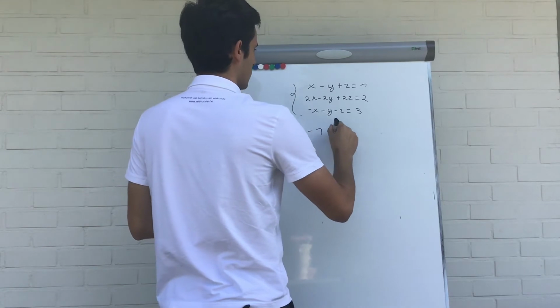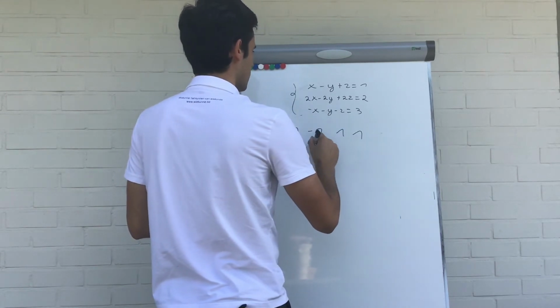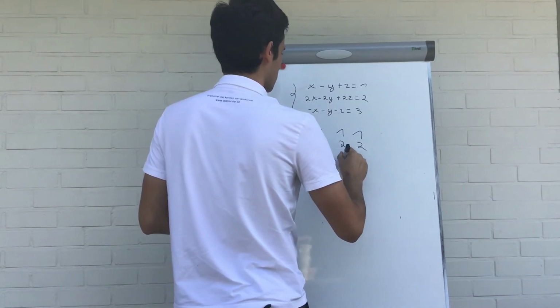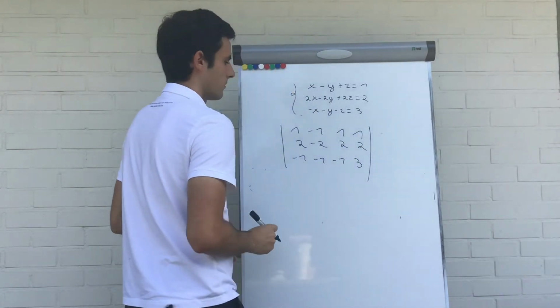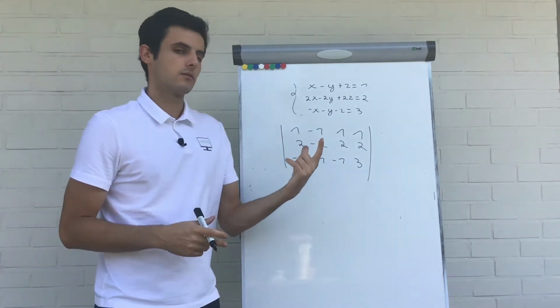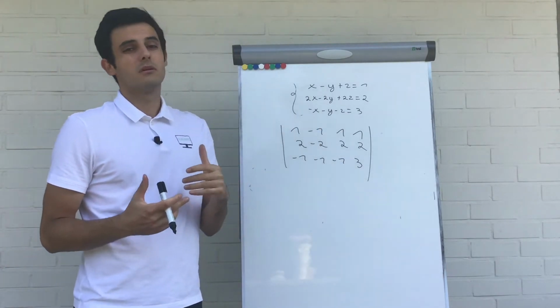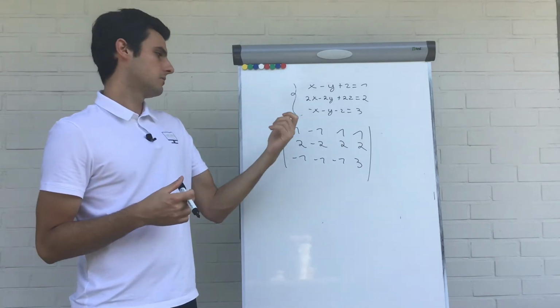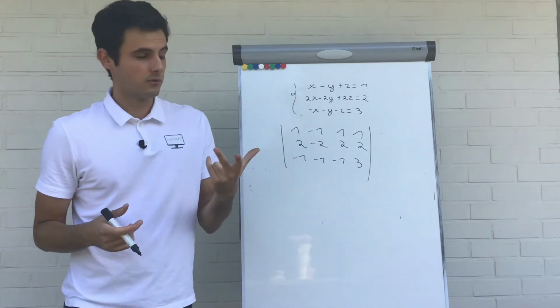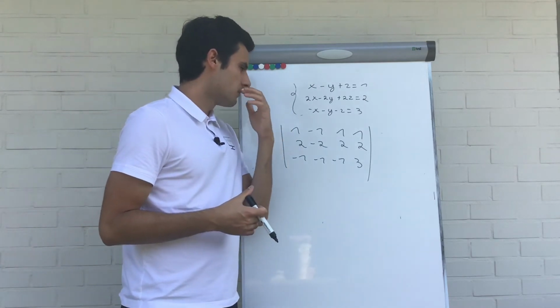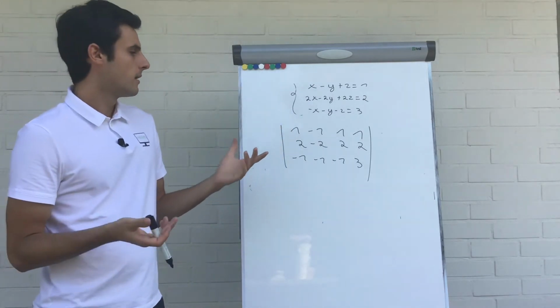One, -1, 1, 1, 2, -2, 2, 2, -1, -1, -1, 3. Now, you can ask, do I need to calculate all the 3 by 3 matrices to see if the rank of this is 3 or 2? Because then you need to calculate 3 3 by 3 matrices, which is not that it's easy to do, but it's a lot of work.